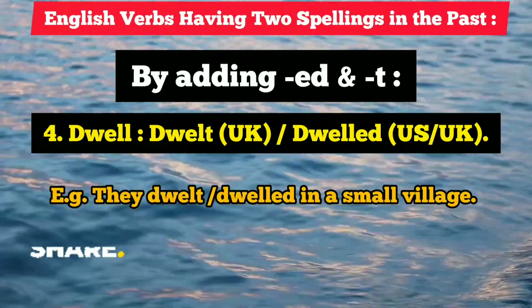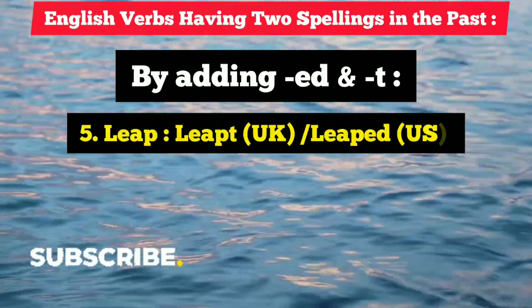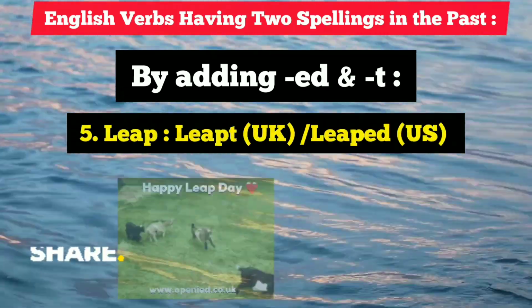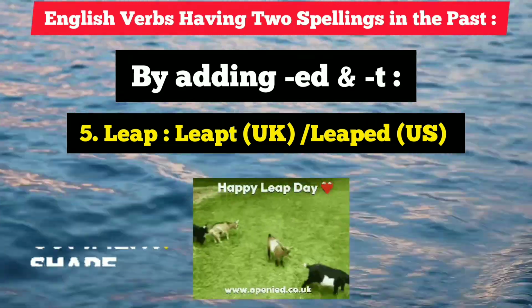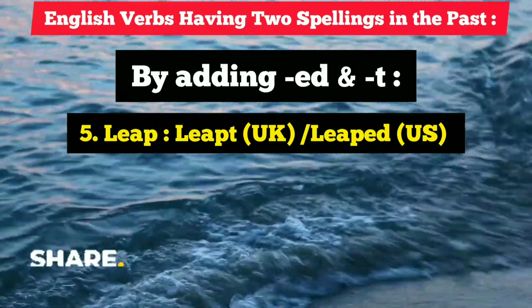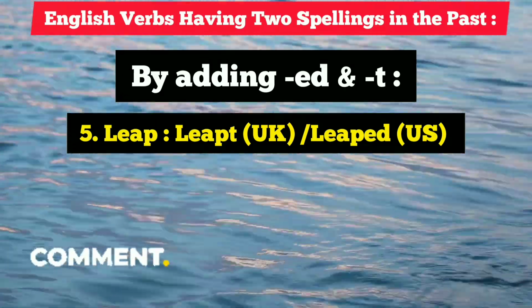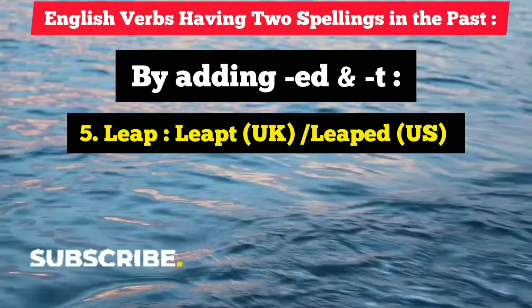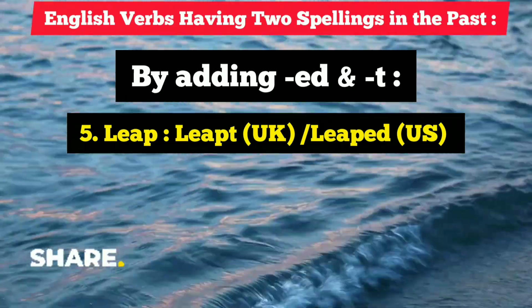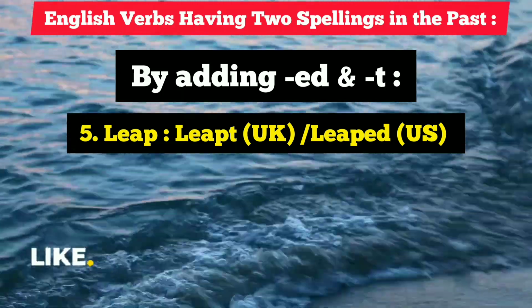Up next, we will dive into the fifth verb having two spellings, that is leap. So let me repeat once again, leap. Leap means to make a large jump or sudden movement. That's called leap. So you must know the meaning. We can use two spellings. The first is leapt. As you know, by adding t, we can make it past. That is leapt. That is common in British English. And we can also use leaped, more common in American English.